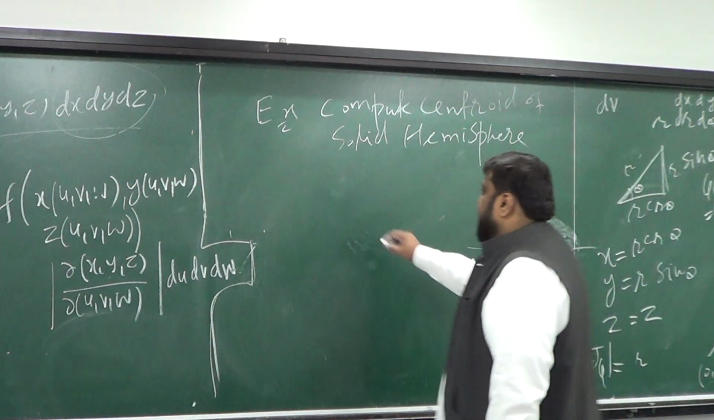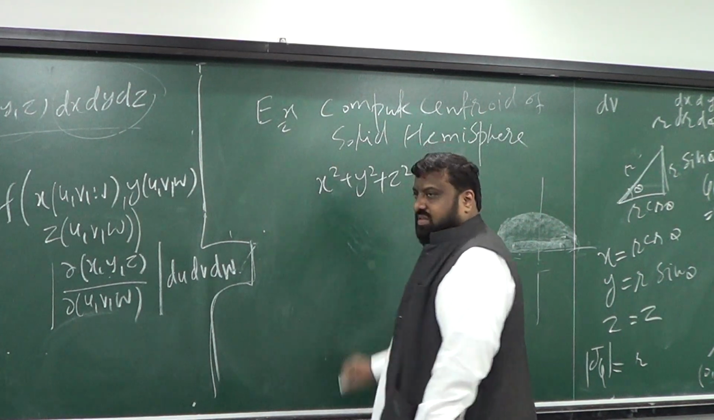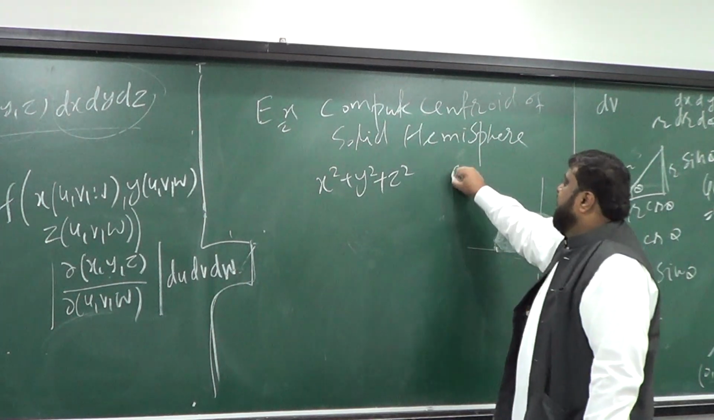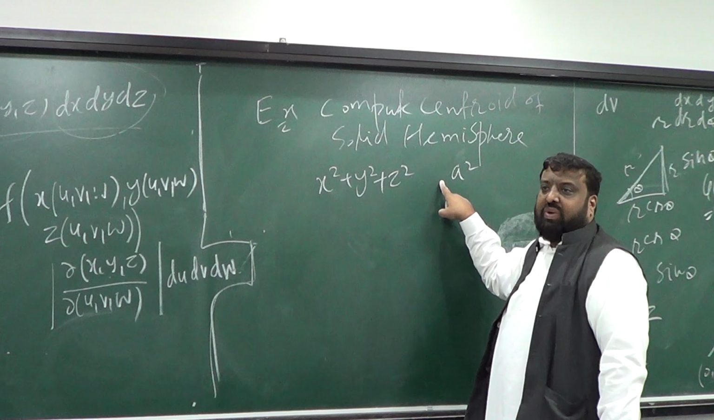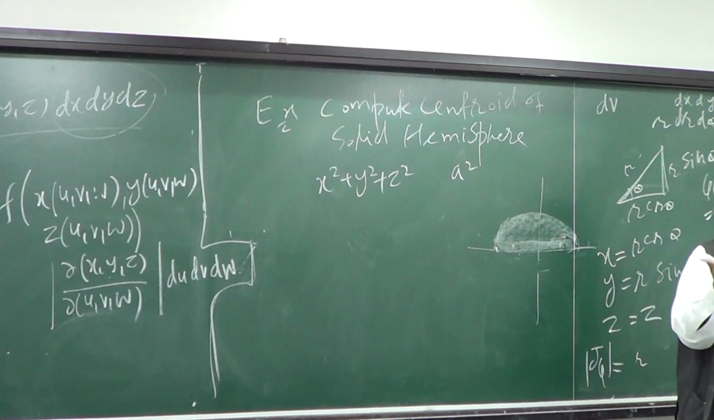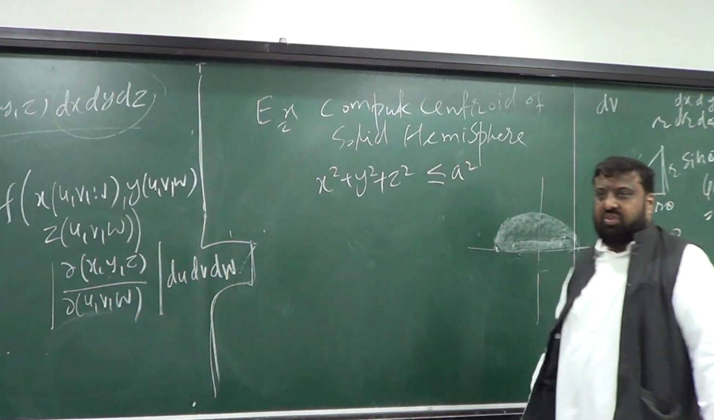No, not like that. So you're going to have x square plus y square plus z square. For example, if this radius is a and you take it equal to a square, then you're only talking about the upper layer of it, the surface of it actually. So you need to have less than or equal.